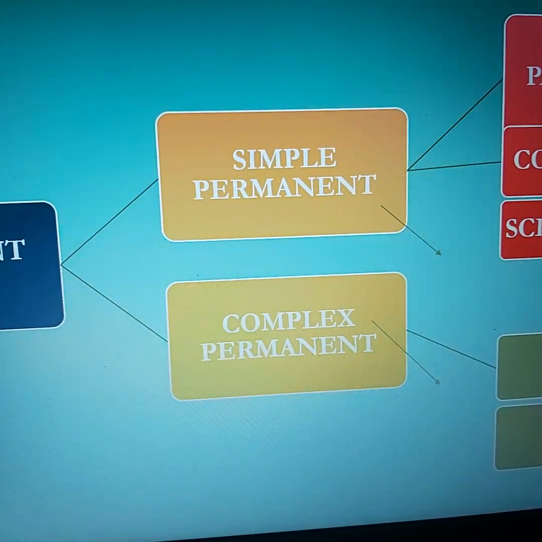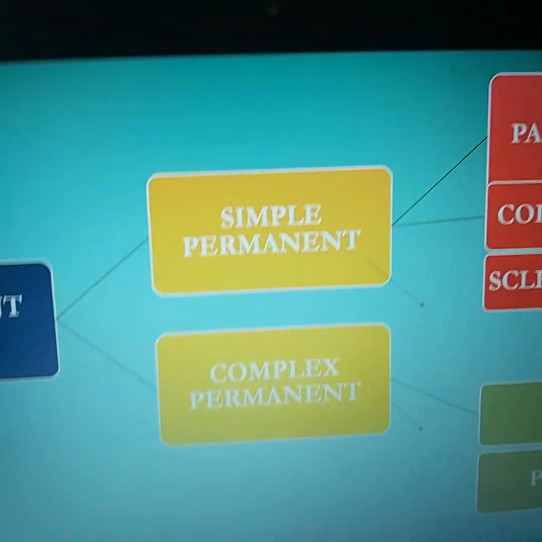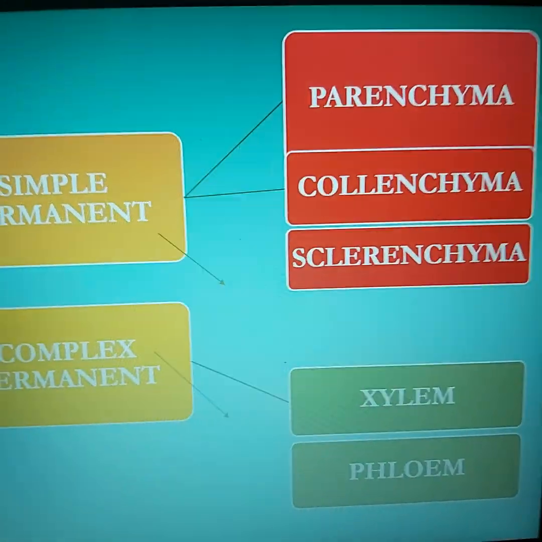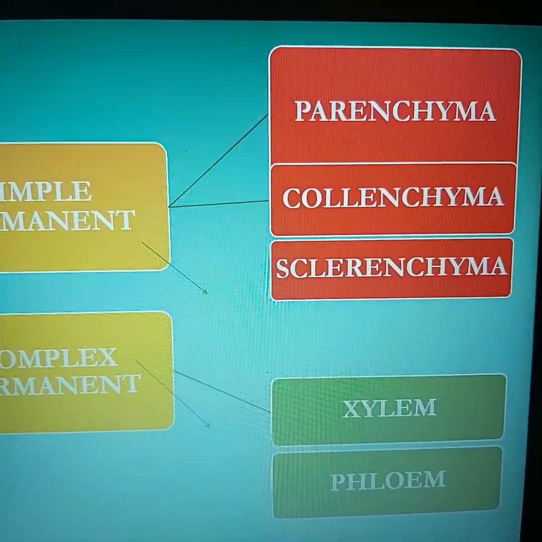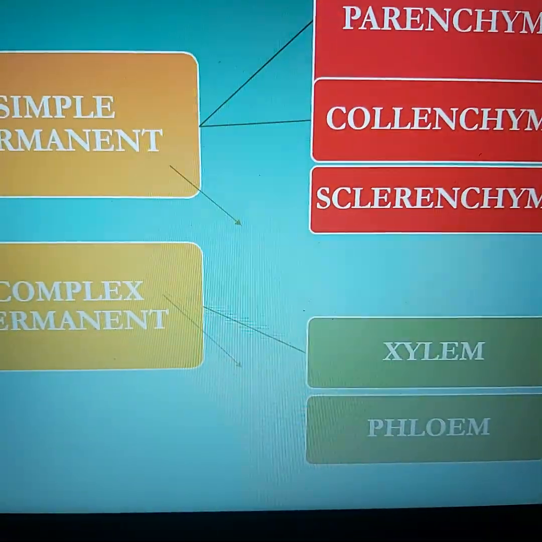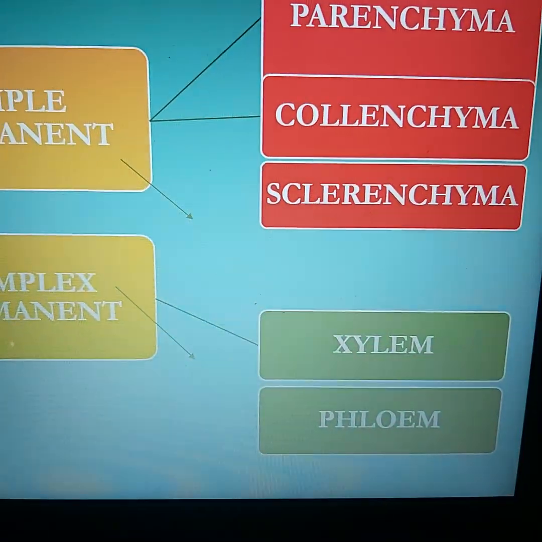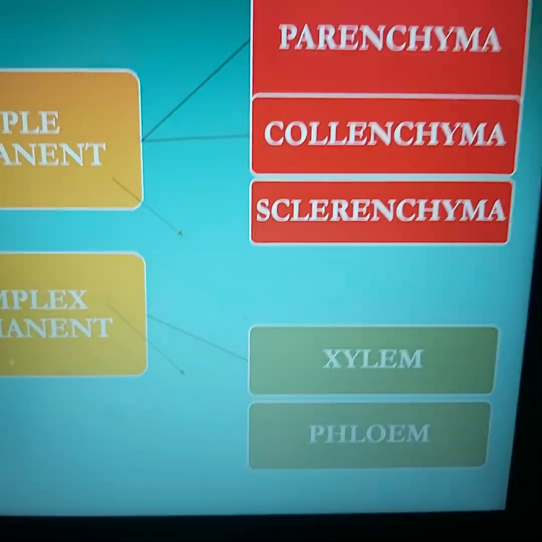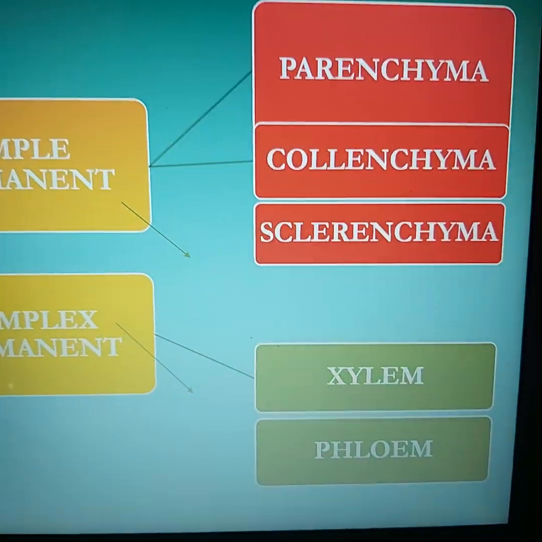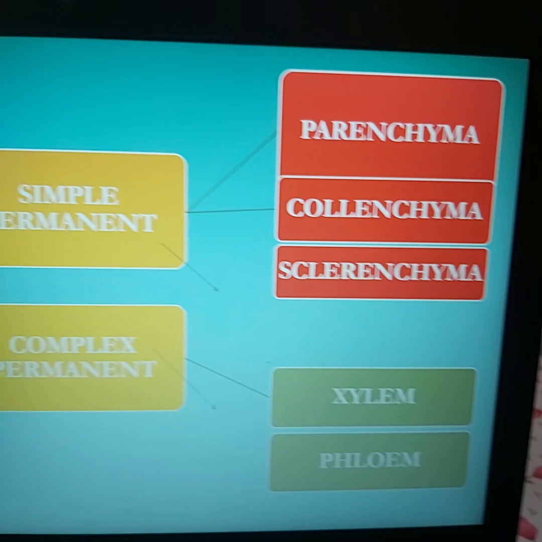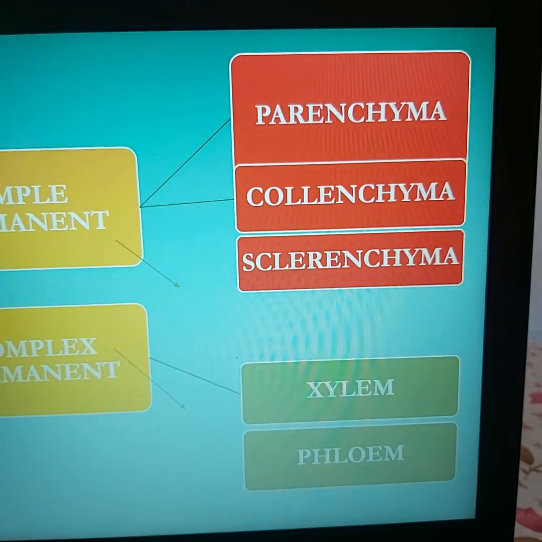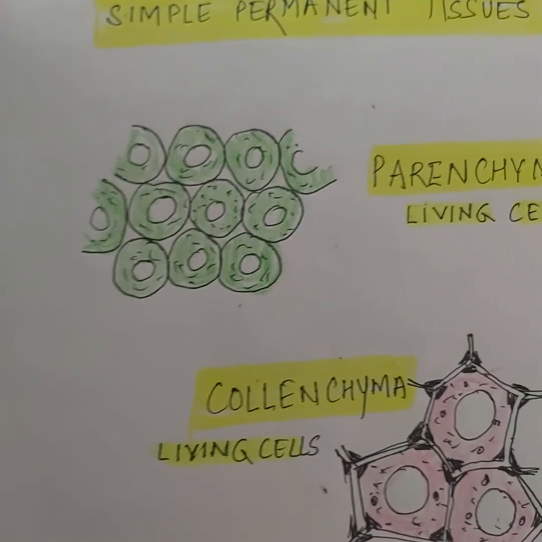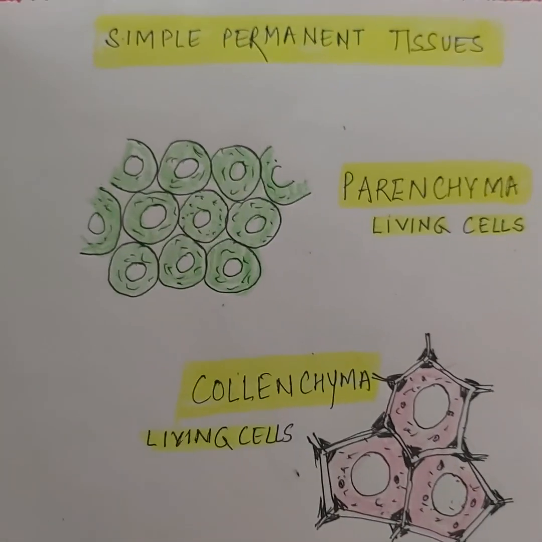So today in our class, we will be studying simple permanent tissue. They can be further classified into three types: parenchyma, collenchyma, and sclerenchyma. And complex permanent tissue we will be dealing with in the next class. They are of two types: xylem and phloem. So first, let us study the characteristics of the simple permanent tissue, that is the three types: parenchyma, collenchyma, and sclerenchyma. Now, have a look at this diagram, children, to understand the structure and functions of the three kinds of simple permanent tissue.